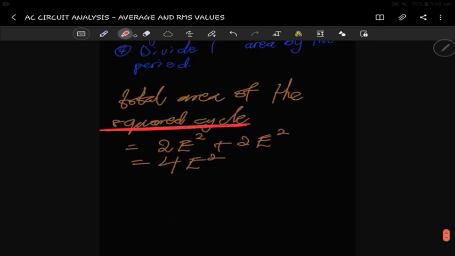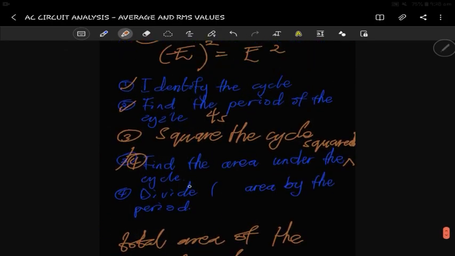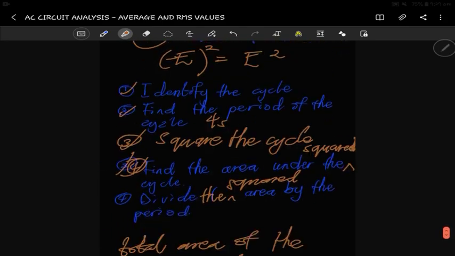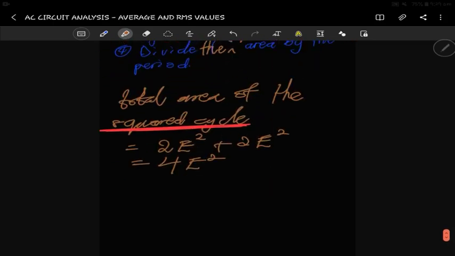So let's remember the squared area, the area of the squared cycle, very important, because if you miss this, everything will be lost, right? So now that we've found the squared area, what's the next thing? Now we divide the squared area by the period, right.